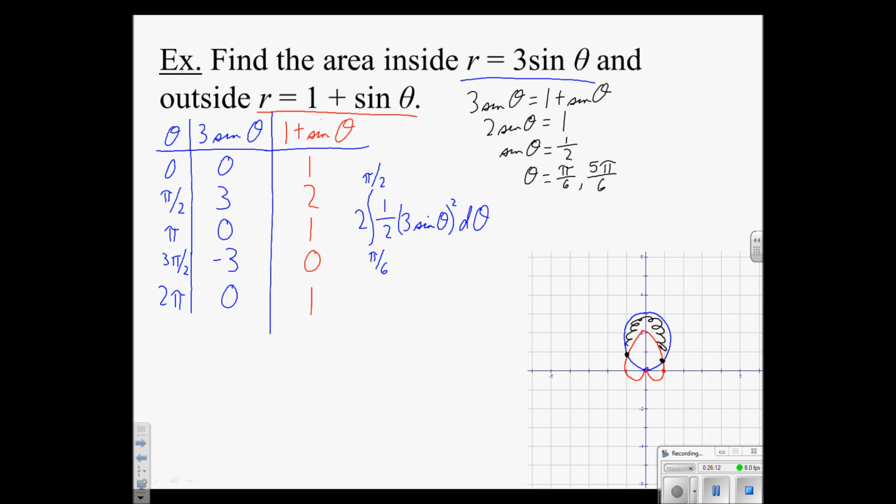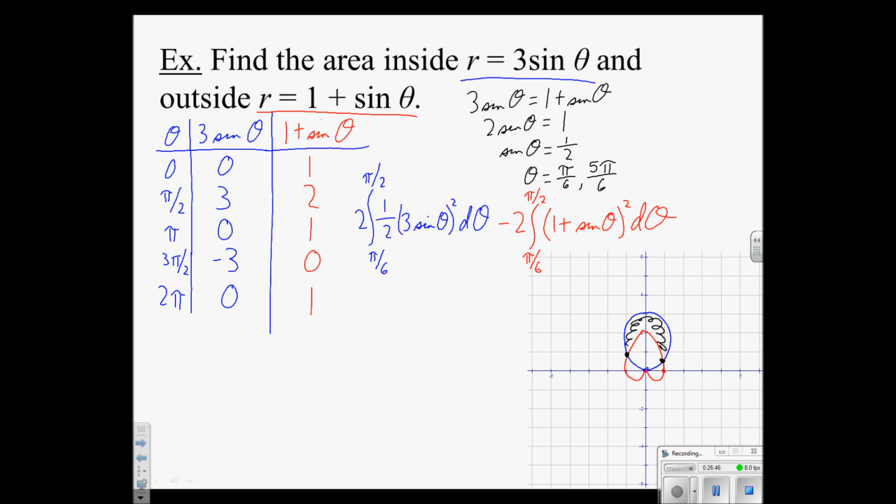And now I want to subtract everything in the red graph, so minus, I'll do the same thing. 2 times the integral from pi over 6 to pi over 2. This time my function is 1 plus sine theta squared. Okay. So there's our setup. As we've seen in previous chapters, maybe they'll just say set up but do not evaluate. If so, great, there's our answer.